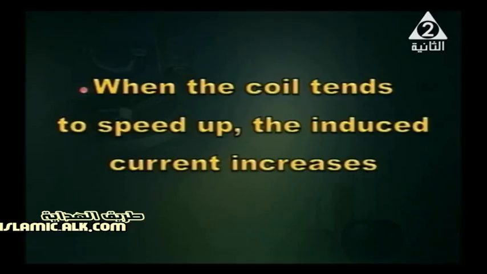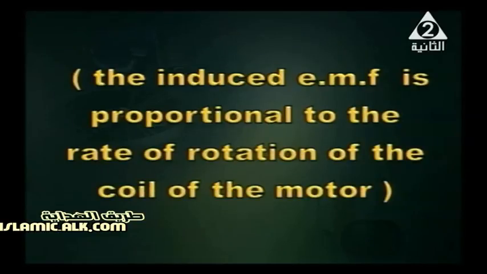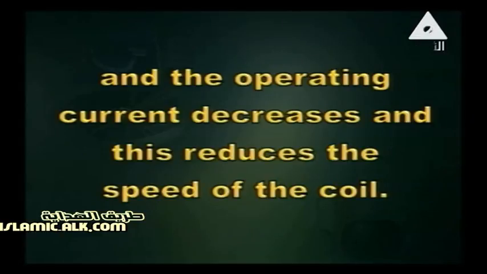When the coil tends to speed up, what happens to the induced current? Rate of cutting increases, the induced current increases, of course. So when the coil tends to speed up, the induced current increases. Of course, the induced current and induced EMF is proportional to the rate of rotation of the motor. And the operating current decreases, and this reduces the speed of the coil when it tends to speed up.